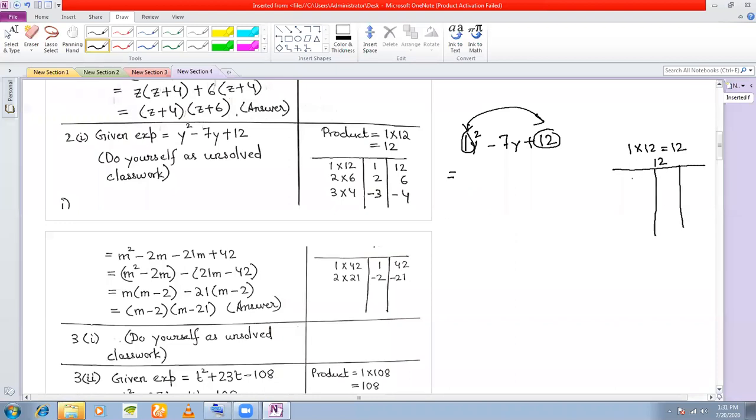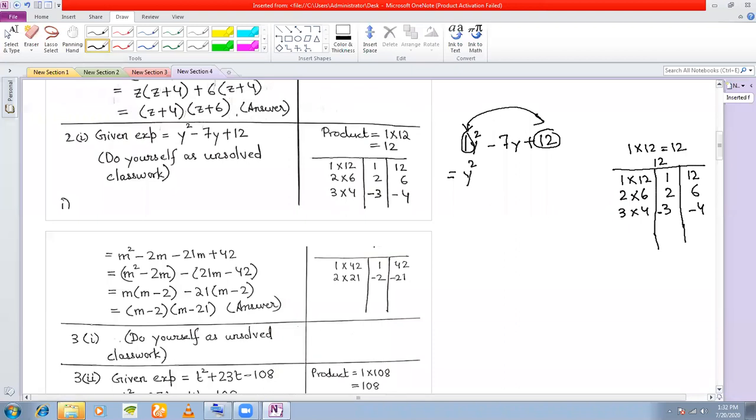12, first factor 1 into 12, so 1 and 12. 1 and 12 cannot give me minus 7 in any way. Next is 2 into 6, 2 and 6. 2 and 6, will they give me minus 7? They will not. Any combination you try, it will not give you. 3 into 4, yes, it will give me minus 7 if I take minus 4 and minus 3. Agreed or not?